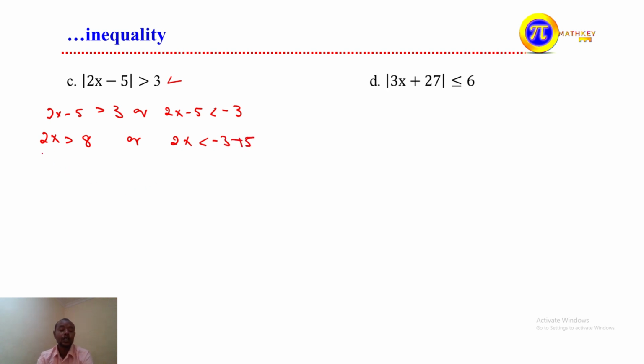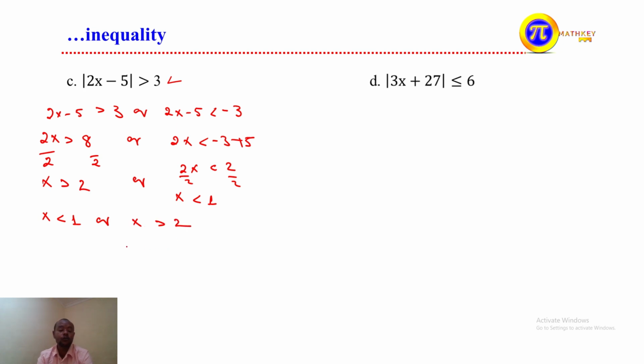Come to here, divide both sides by 2. For this one, x is greater than 4. In the case of this one, 2x is less than 2, but the value of x divided by 2, x is less than 1. So we can put the value as x is less than 1, or x is greater than 4. We can put it like this.